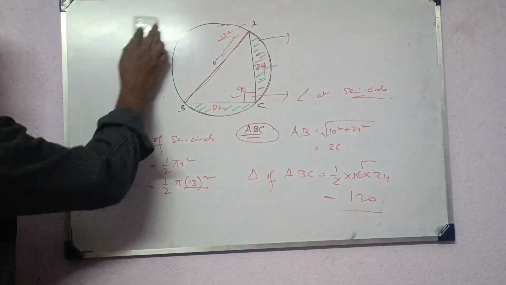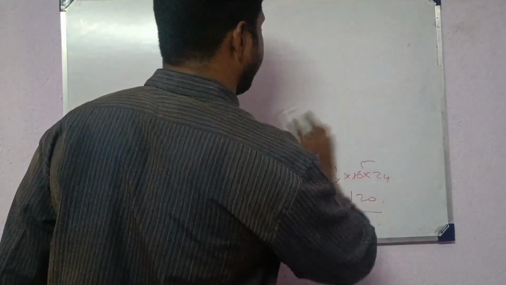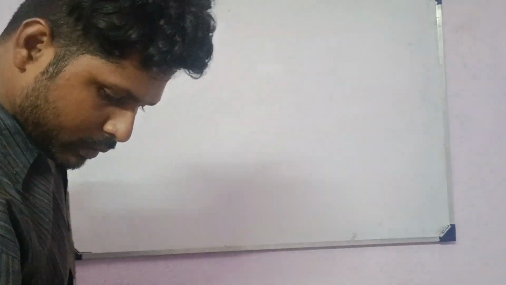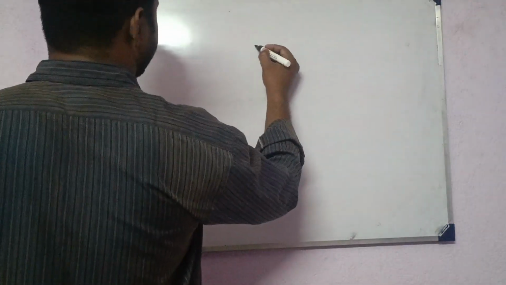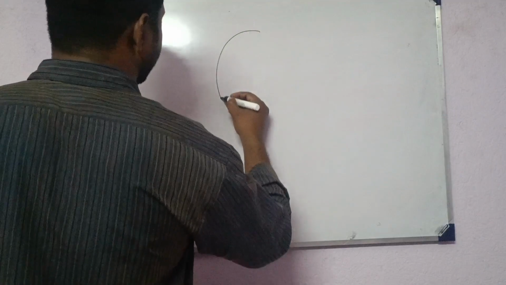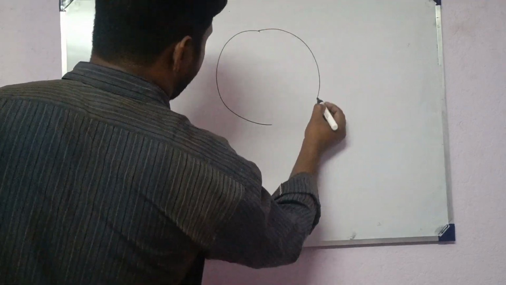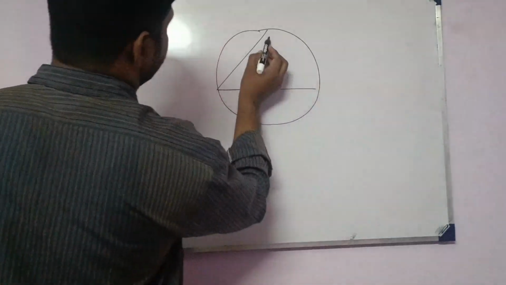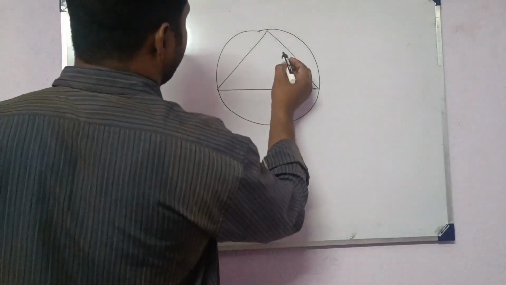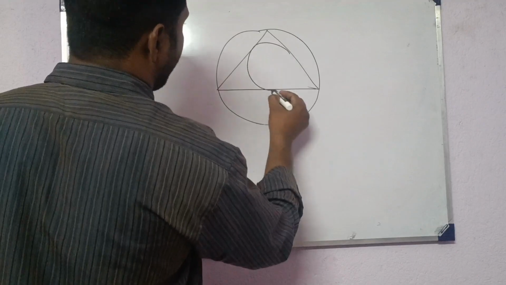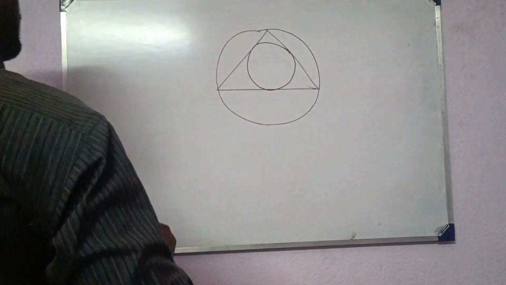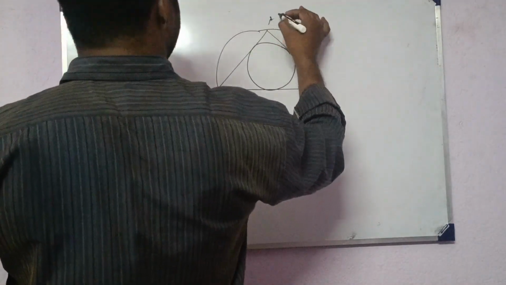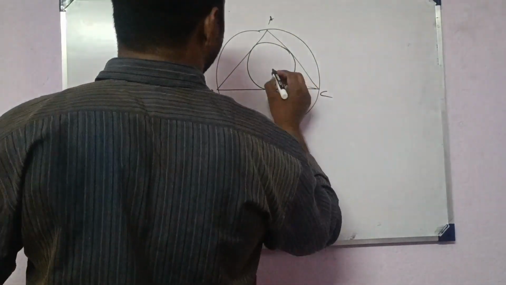Now moving to our last sum. And the last sum, there is also a figure given. So that is ABC.